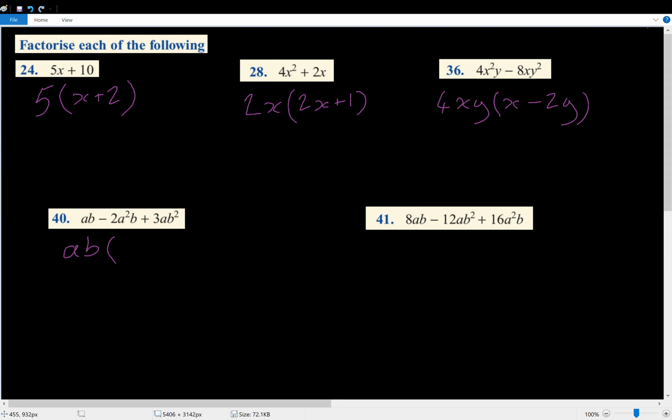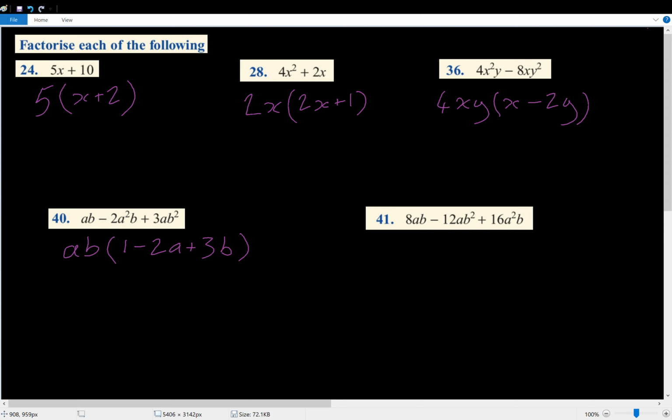And inside our bracket, we're going to have ab divided by ab is 1. And then 2a squared b divided by ab is going to be 2a. And 3ab squared divided by ab is going to be 3b. Like that.